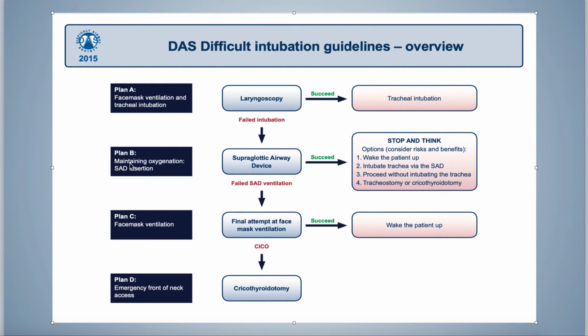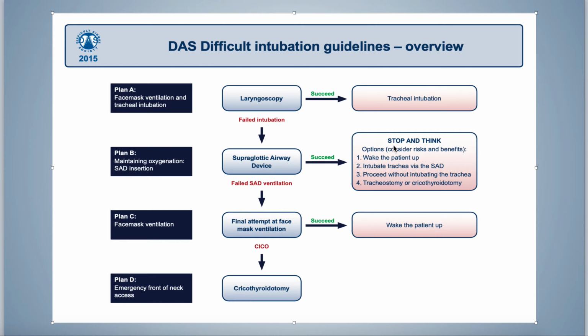Plan B, to maintain oxygenation by insertion of a SAD, supraglottic airway device, laryngeal mask. So try to insert that one, iGel. If you succeed, you need to stop and think, what's next? There are many options here.